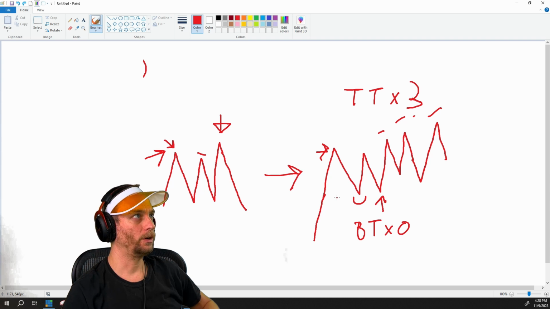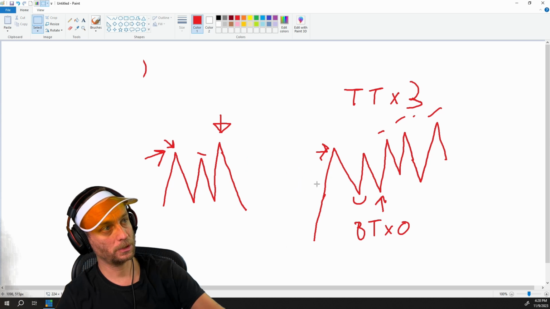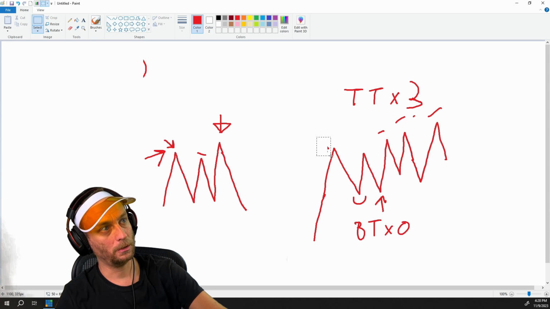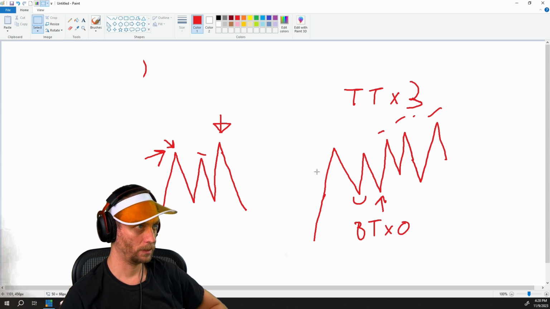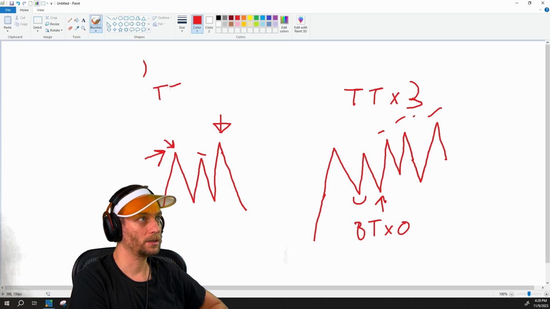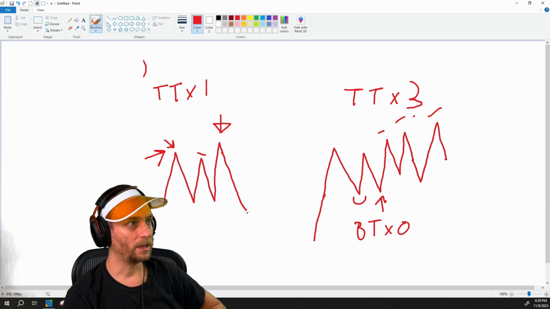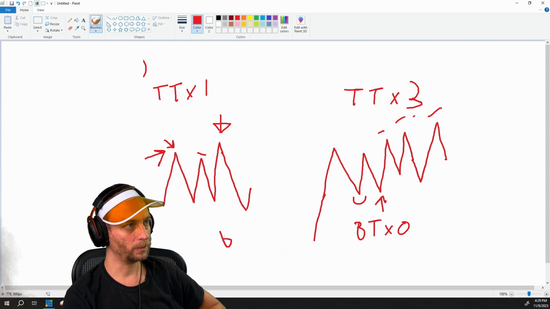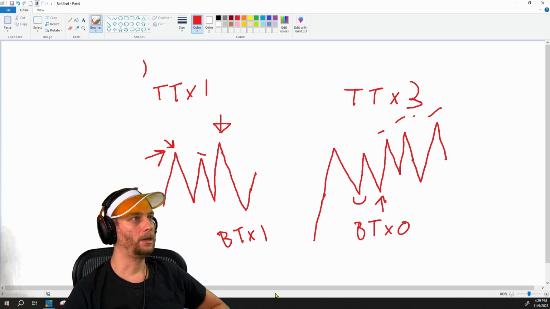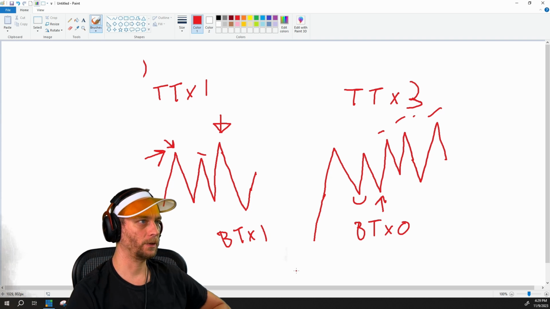Now, this range over here, and we're going to have to do a lot of scenarios so you can understand how it is that I process these things, okay? In this specific example, well, we got the top tick right here, right? We got the top tick. So this is going to be a TTX 1. Then they finally come down here. Well, then this would be a BTX 1.